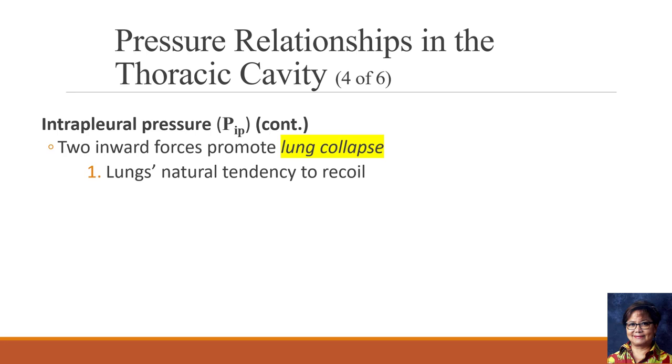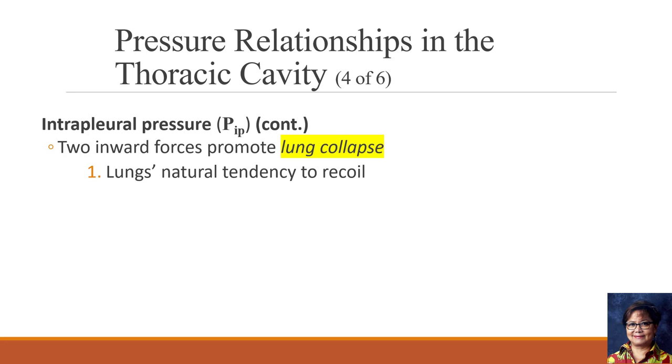Usually the lungs have a general tendency to recoil, to collapse. That's a tendency of the lungs, to collapse. Why is it that the lungs have a tendency to collapse? Well, inside the lungs are tiny sacs, millions of tiny sacs, which we call alveoli.